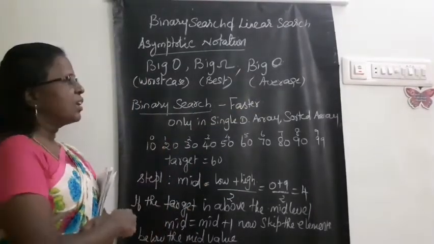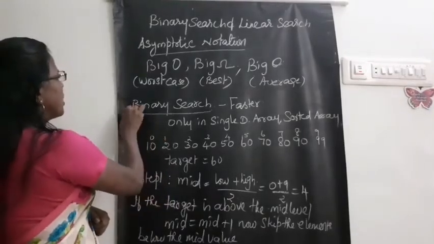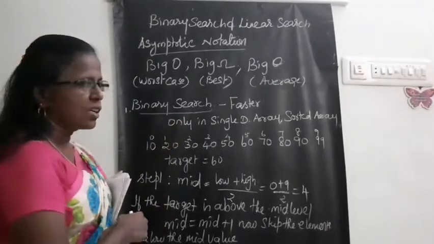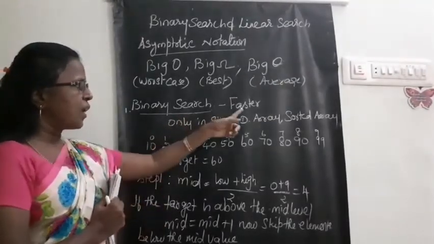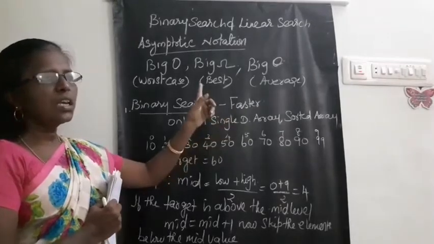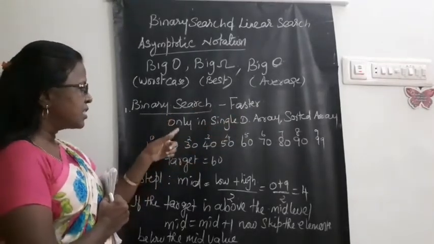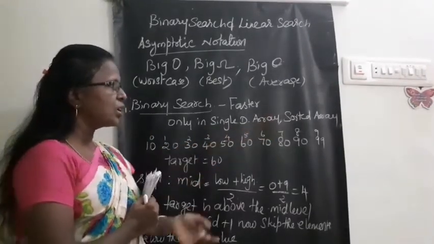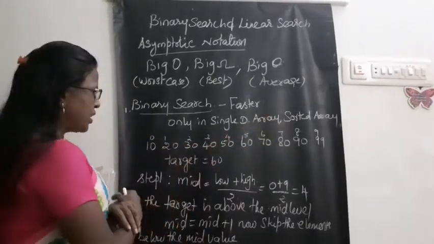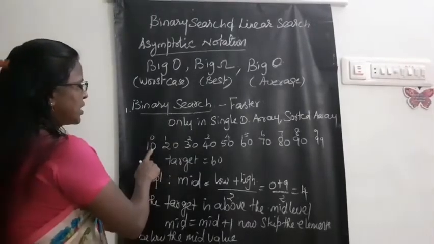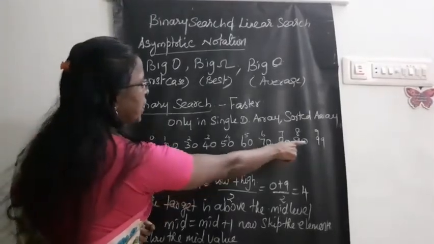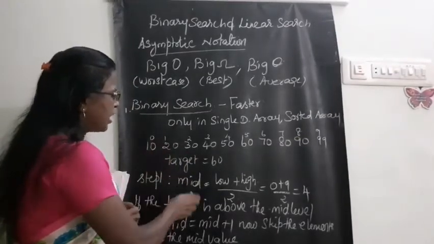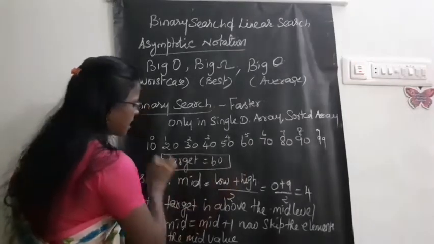First of all, we know how to search an element through binary search. Binary search is a faster search, the fastest search, and we can do binary search only in a single-dimensional, sorted array. Take one example: 10, 20, 30, 40 up to 99. Every index starts with 0, 1, 2, 3. Now our target is 60.